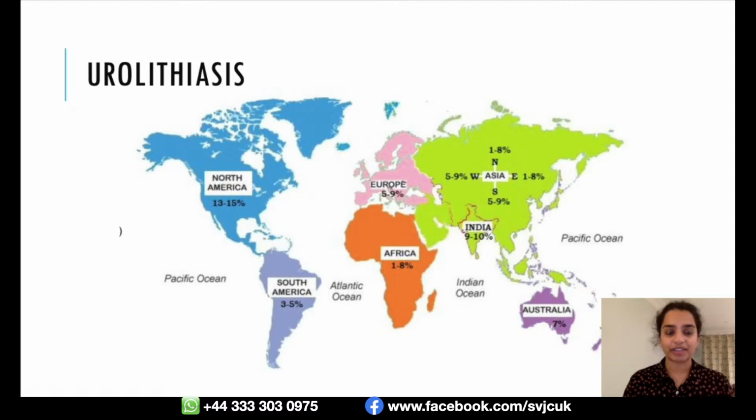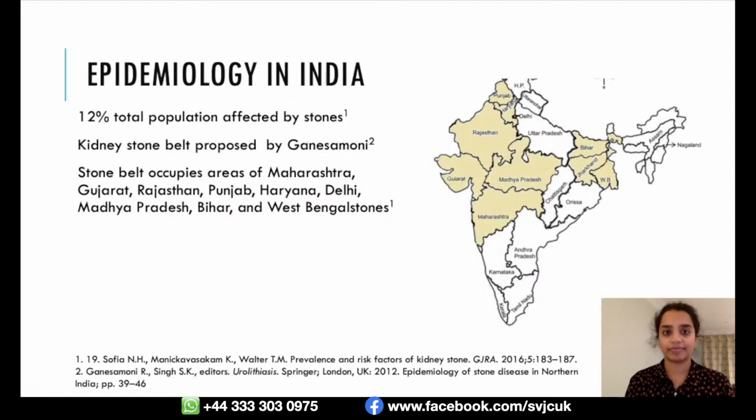So urinary tract stones, or urolithiasis, is quite common the world over, and as you can see from this map, it is more common in India, affecting almost 9 to 10% of people in this report, whereas in Europe it affects about 5 to 10% of people.